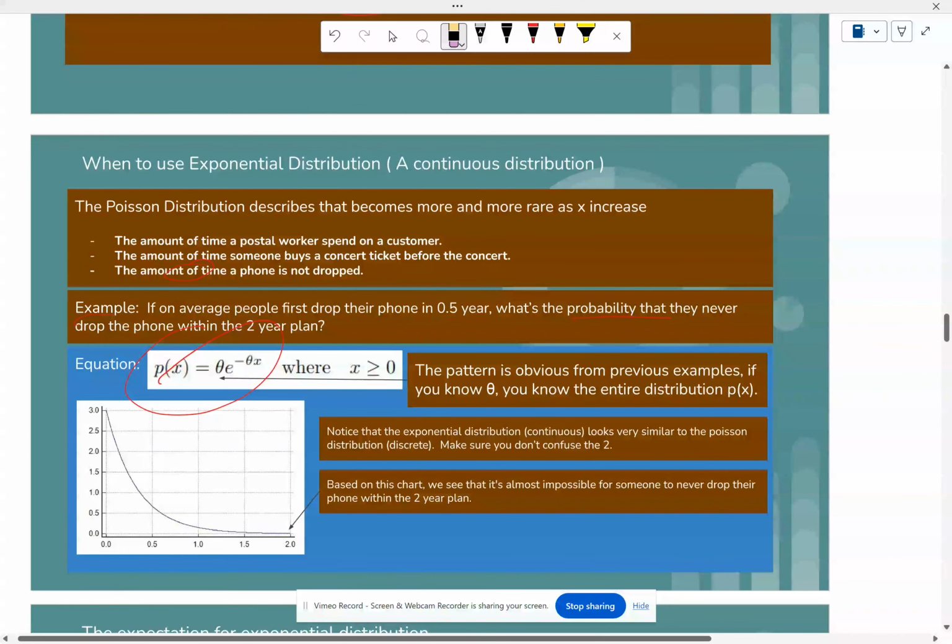what is the expected time that 90% of the people will drop their phone? So you figure out maybe 90%. What is the point of 90% area? If you figure that out, you can then say, well, 90% of people would have dropped their phone around maybe 1.6 years. And that could be a great timing for you to make a new release.